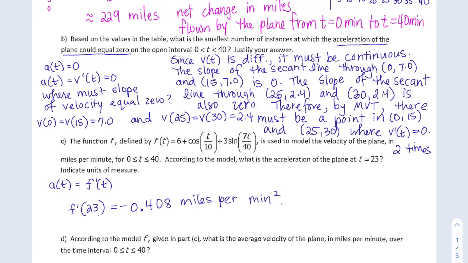Part D, according to the model f given in Part C, what is the average velocity of the plane in miles per minute over the time interval from 0 to 40? So average velocity means I'm going to use my average value formula, 1 over 40 times the integral from 0 to 40. Technically, it's a velocity function, but we're working with f of t dt. So I'm going to plug that also into my calculator. I get 5.916 miles per minute.